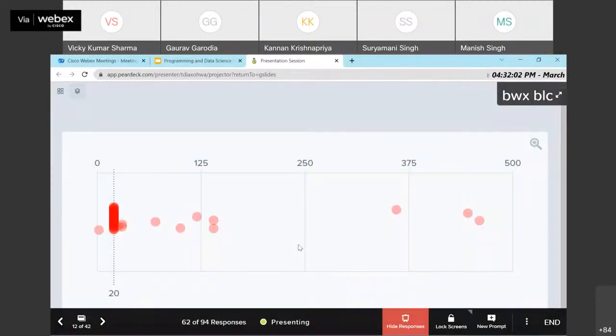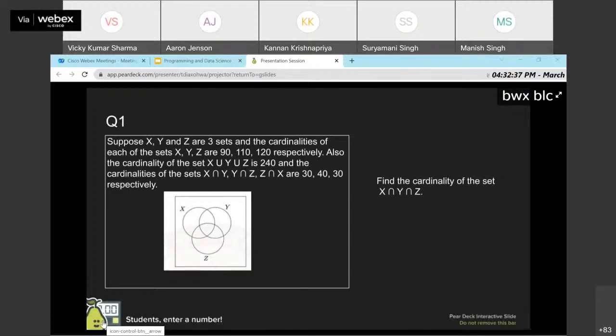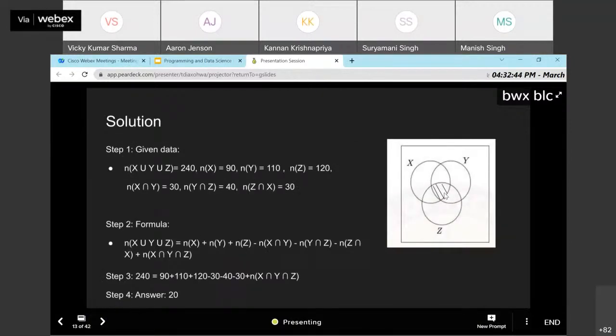Most of you are telling the answer as B. Is there anyone who would like to discuss this? You can just raise your hand. Okay, Arun Jensen, can you unmute yourself and speak? Yes, sir. All we have to do is use the formula that you just gave, substitute in the values, and then solve for n of X intersection Y intersection Z. Yeah, this was very straightforward, right? Just use the formula. You have already been given the cardinality of those sets, so you just have to find this. Right, Jensen? Yes, sir. All right, thank you.